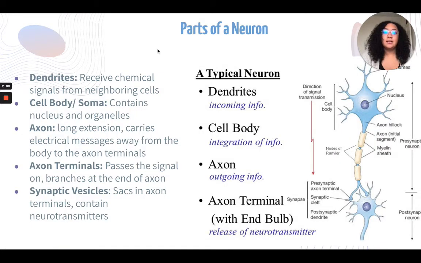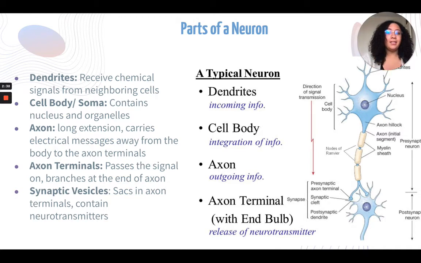So again, the parts. The dendrites, the branches, receive the chemical signals. They receive neurotransmitters from their neighboring cells. The cells are really close to each other, and it goes from the end of the axon terminal of one neuron, where neurotransmitters release onto the next neuron's dendrites. So that might be confusing, but we will dive into it. Again, dendrites receive that chemical signal from neighboring cells.